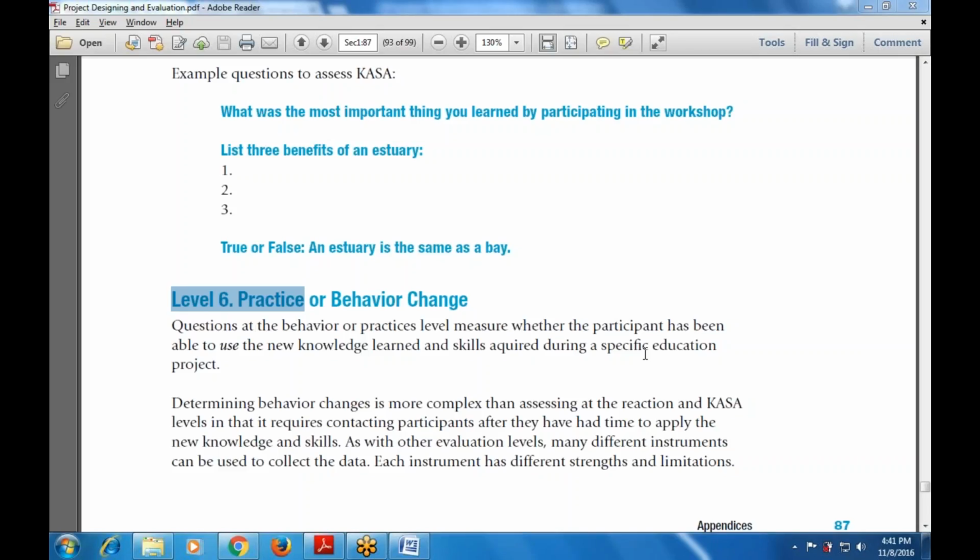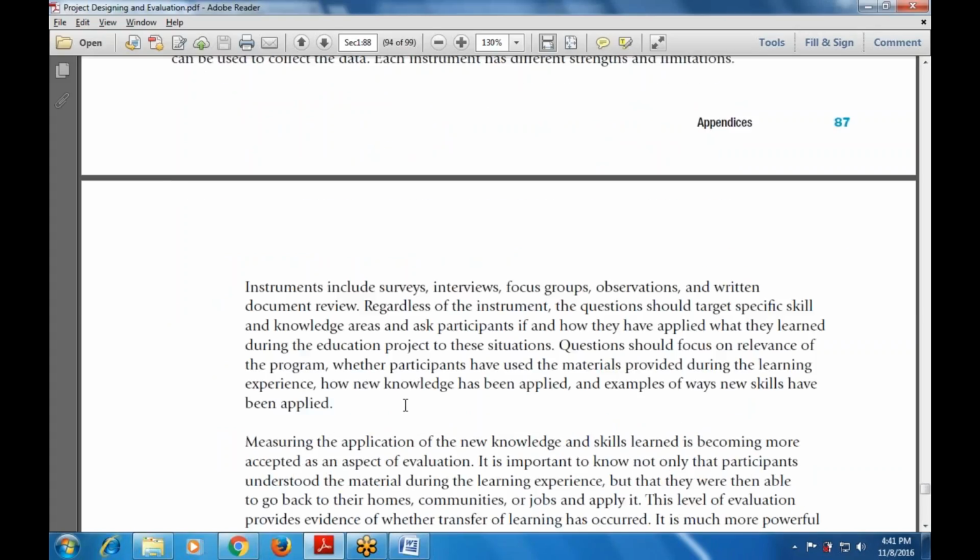As with other evaluation levels, many different instruments can be used to collect the data. There are multiple instruments used to collect the data, and each has some strengths and weaknesses when used with practice or behavior change. The instruments also include surveys, interviews, focus groups, and observation.